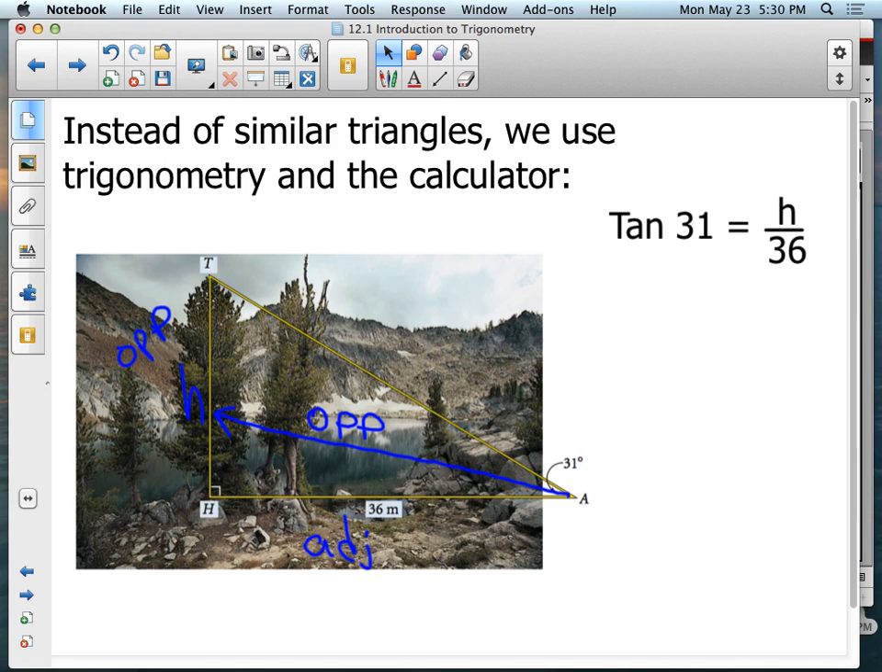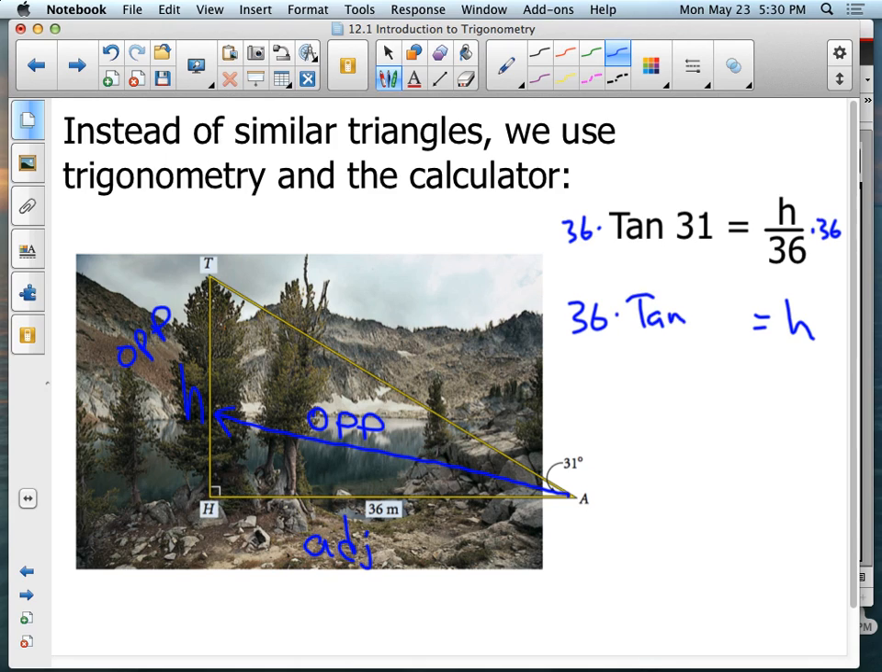Now, before we go to the calculator for this, I want to do one thing. I'd like to get h by itself. So h is being divided right now by 36. So what I'll do is on both sides, I'll multiply by 36. So now my value of h is 36 times the tangent of 31. And I like to put the 36 first because I don't want the calculator to think that the angle's 31 maybe multiplied by 36. So you'll see how I type into the calculator. And again, here's an expression that I can just carry with me. I just have to type it right in and I get my answer. Let's go to the calculator and try it.